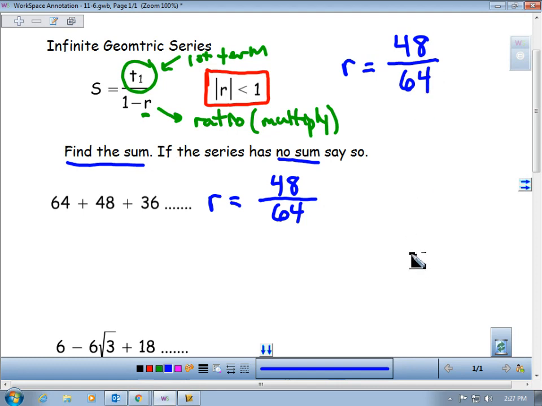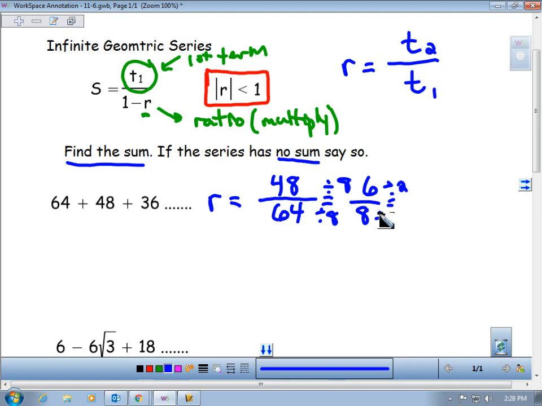This is t sub 2 over t sub 1. So let's go ahead and simplify this. I did an 8 first, I think. So that's 6 times 8, 8 times 8, divided by 2 to simplify. So we got 3/4. Is the absolute value of 3/4 less than 1? Yeah. So because it's a yes, I can go ahead and do this sum.